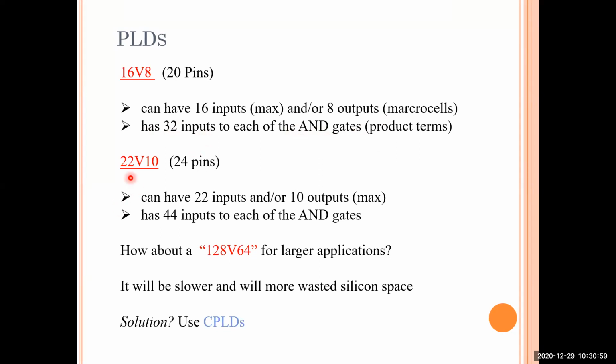Coming to the second type of PLD, 22V10. It has 22 input pins and a maximum of 10 output pins. And coming to the AND gates, it has 44 inputs connected to each of the AND gates. So these are different kinds of PLDs, just to make you understand how the pin connections and the pin configurations are used in the PLDs. I have given these details in this slide.